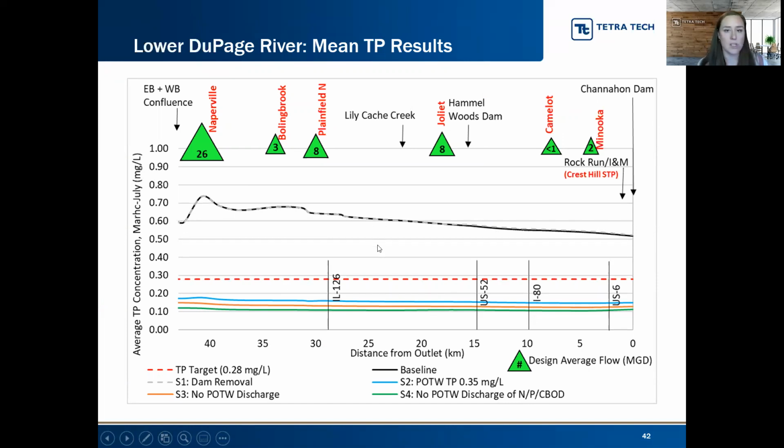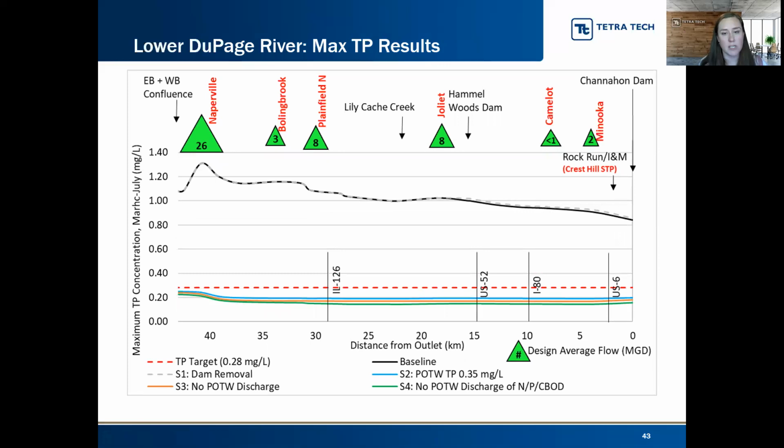So as expected, we don't anticipate a change in total phosphorus because we removed a dam, but we do anticipate positive impacts for fish passage by removing Hamel Woods, and potentially also other changes to algae and dissolved oxygen. Our scenario in blue here is representative of all of these plants set to 0.35, as well as the cumulative impact of the upstream sites also being set to 0.35. So we see we're a bit lower down here than the target, with a bit more of a margin of safety.